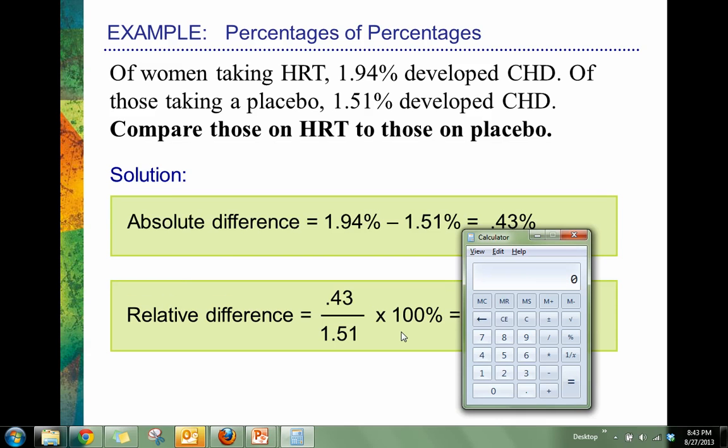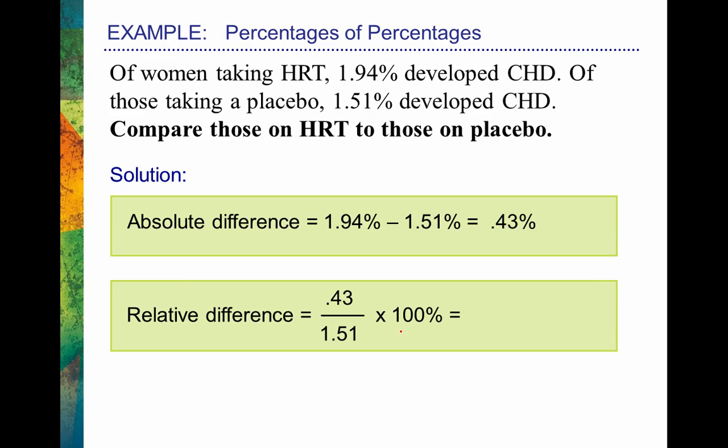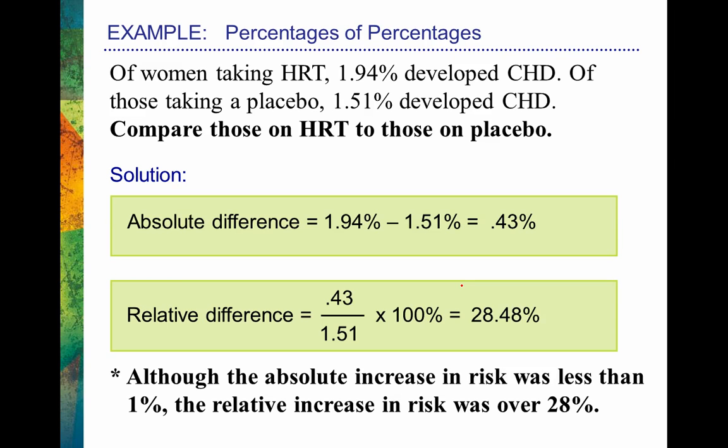We'll pull out the calculator. We take 0.43, divide that by 1.51, and we get 0.2847. Let's multiply that by 100, and we get 28.48%. Now that's a very different number than this, right? And it's telling a pretty different story. Look at this summary and you can see why this captured headlines. Although the absolute increase in risk was less than 1%, the relative increase in risk was over 28%.